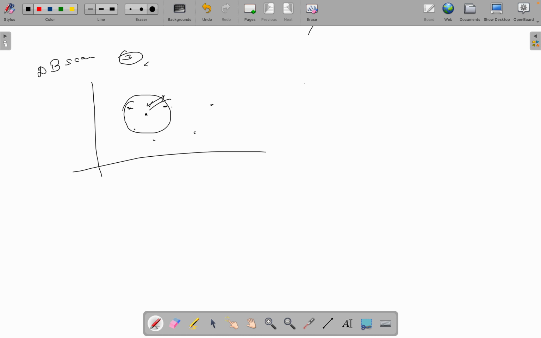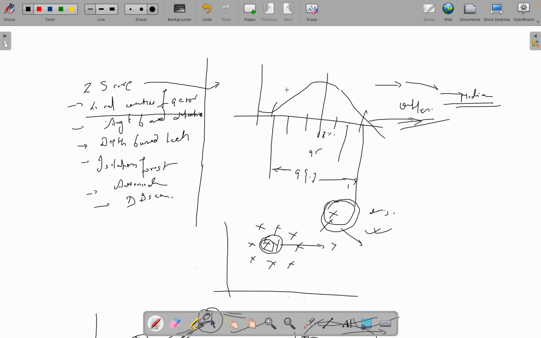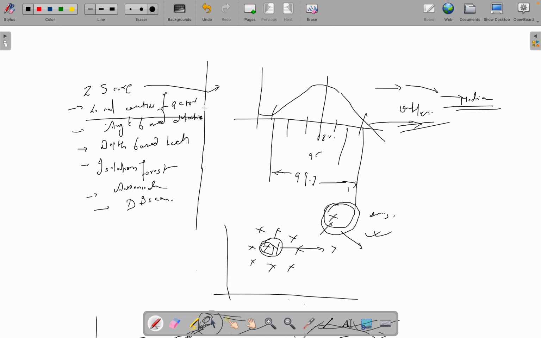And from this point, if you are getting 3 points, then okay, more than 3 points is okay, otherwise it is an outlier. So when it reaches the outlier, in 3 centimeter it will not have anything, okay. So it will be considered as an outlier. So this is the whole idea about outliers.